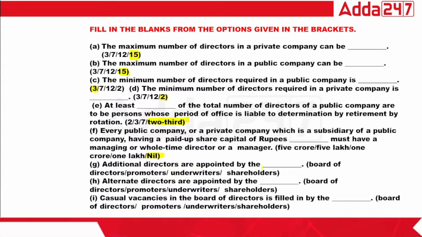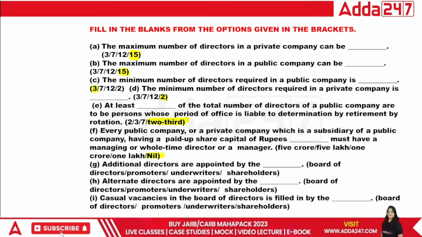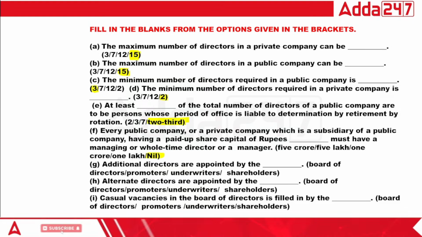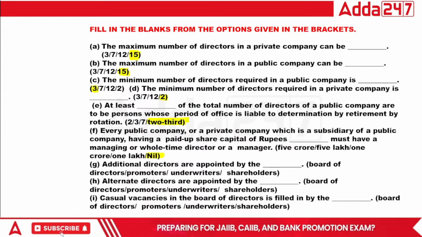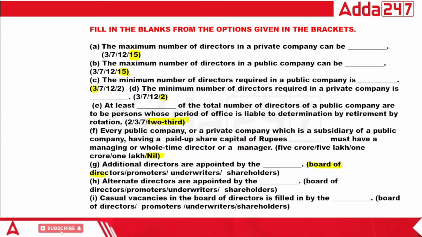Additional directors are appointed by dash, whether it is board of directors, promoters, underwriter or the shareholder. So the additional directors are appointed by the board of directors. That's it.